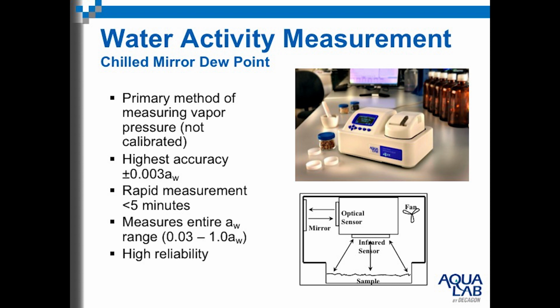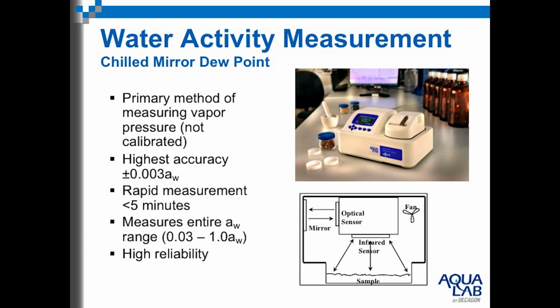Then by using an infrared sensor to measure the sample's temperature, by knowing the sample's temperature, we can calculate the saturated vapor pressure just by knowing what that sample temperature is. Now we have the two values we need in order to have water activity. And because this is a primary way of measuring water activity, it's the highest, most accurate way. It's a very fast measurement, less than 5 minutes.